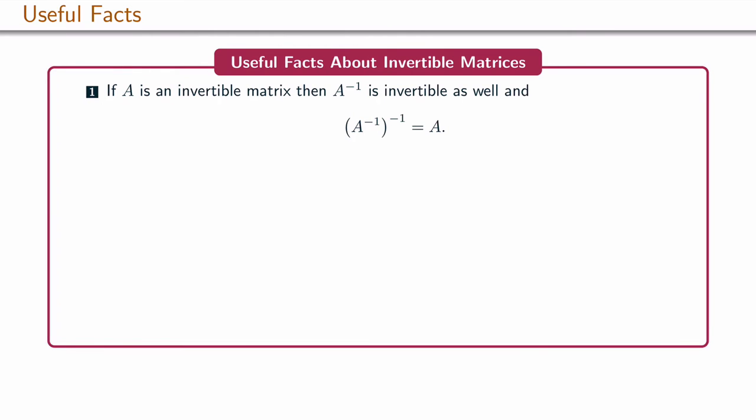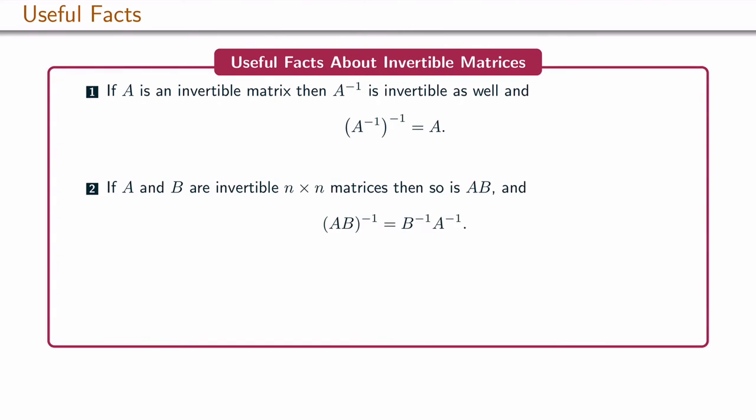If A is an invertible matrix, then the inverse is also invertible. And just like for numbers, the inverse of the inverse is A itself. Furthermore, if you have 2 invertible n by n matrices, then the product is also invertible, and the inverse of the product is the product of the inverses, but in the reverse order. So (AB) inverse is B inverse times A inverse.